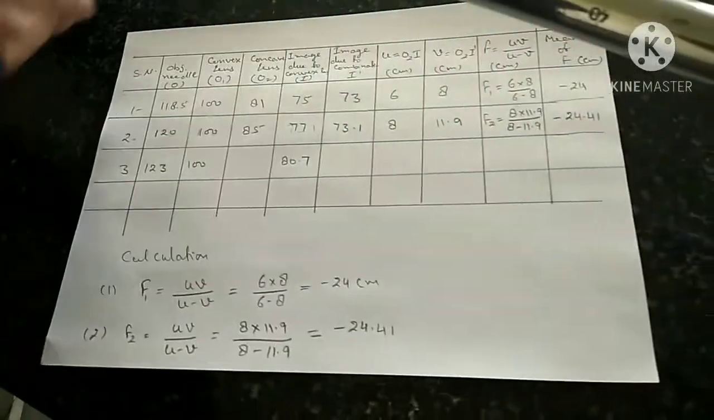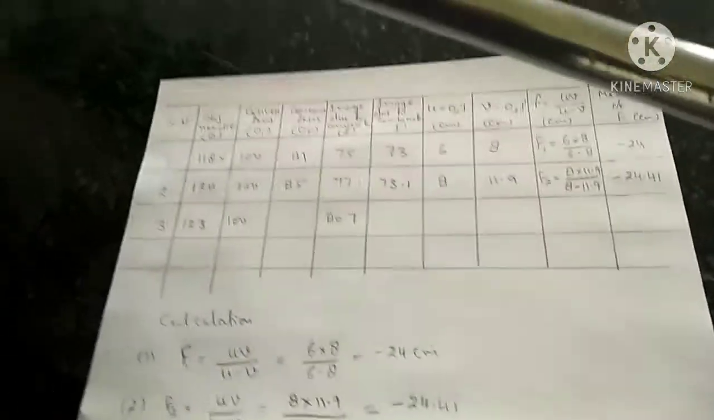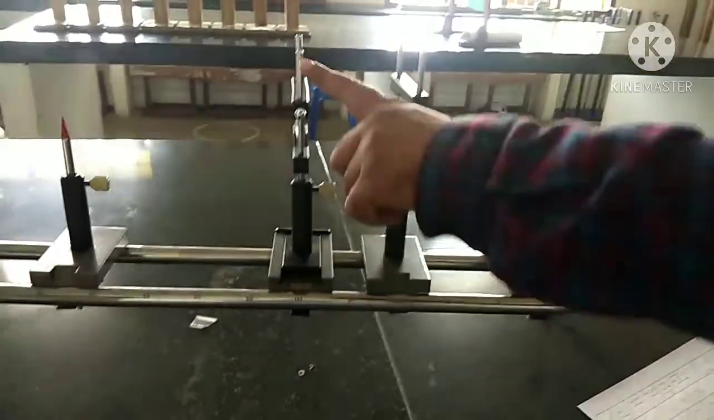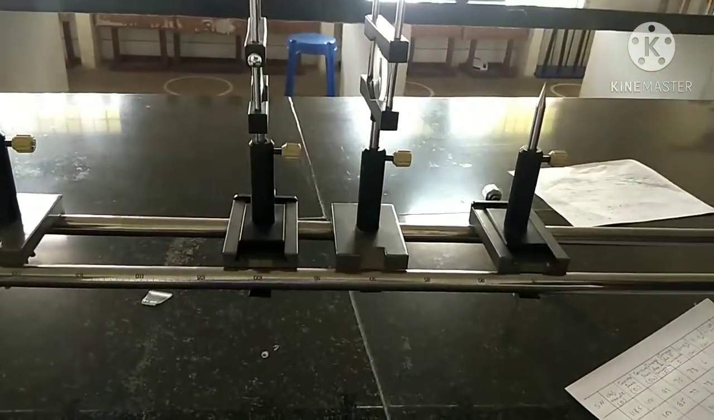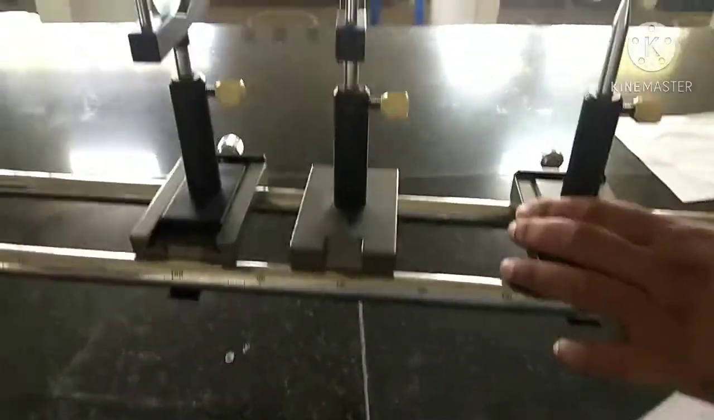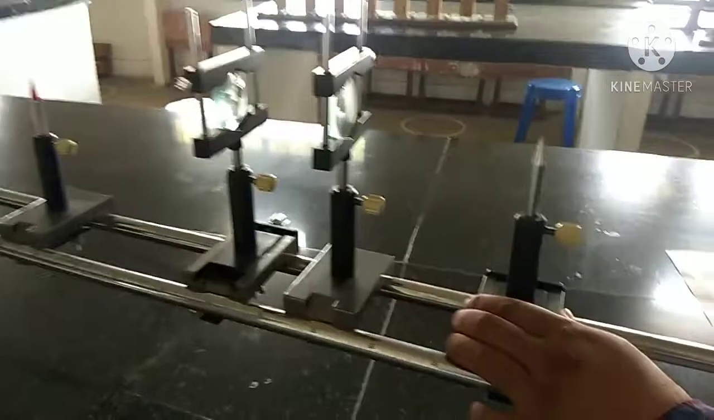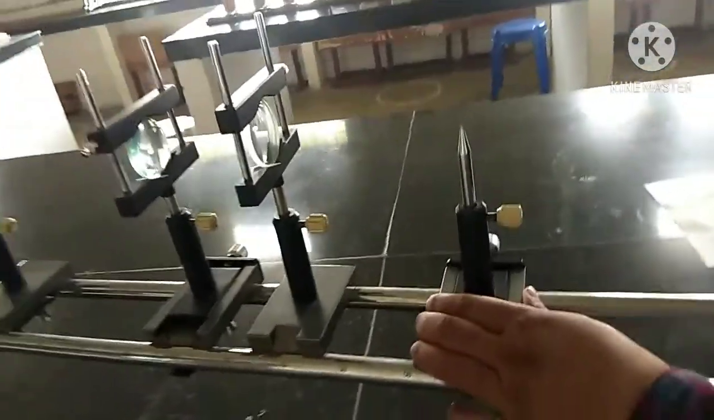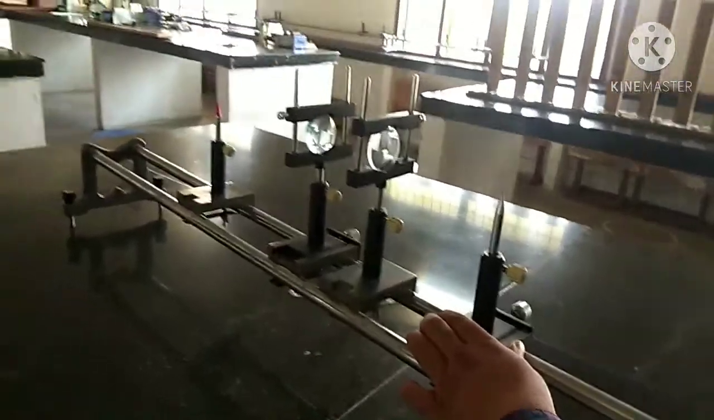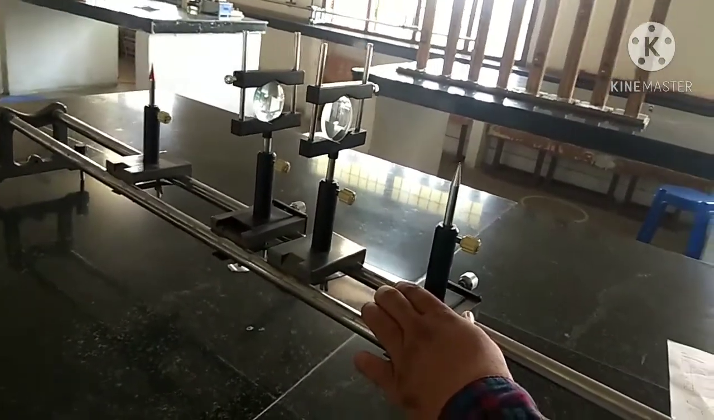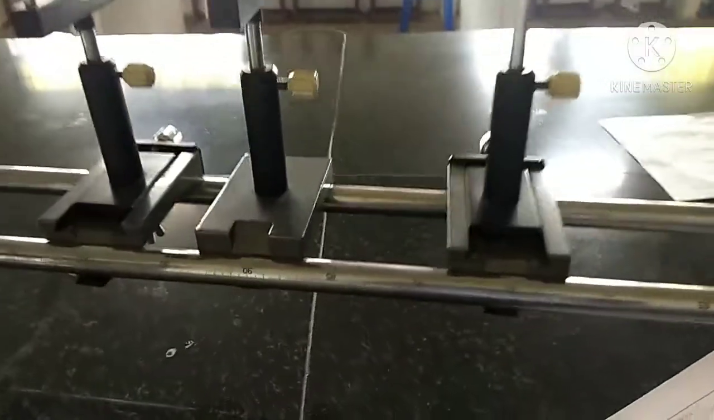Now again I have to place the concave lens in between the convex lens and the image pin. I have placed the concave lens in between the convex lens and the image pin. Now again I have to remove parallax between the image of the object pin and this image pin. Okay, at this position parallax has been completely removed. You can observe it.